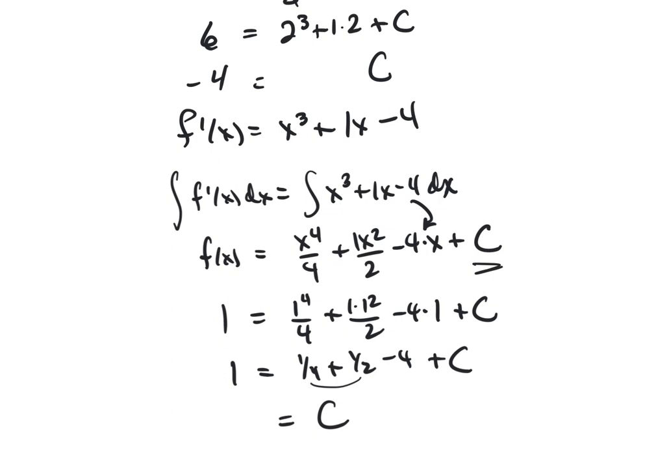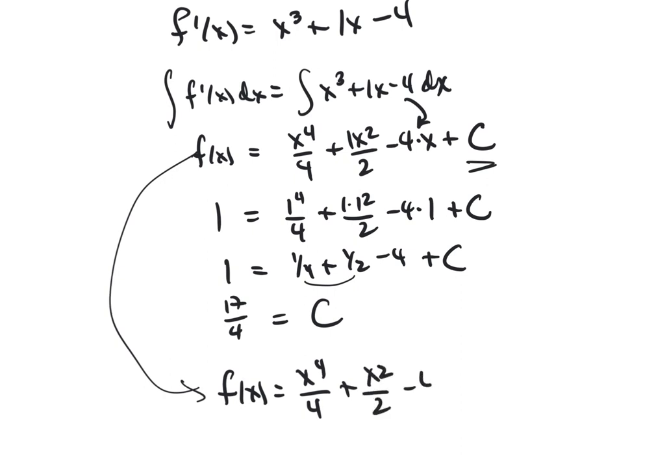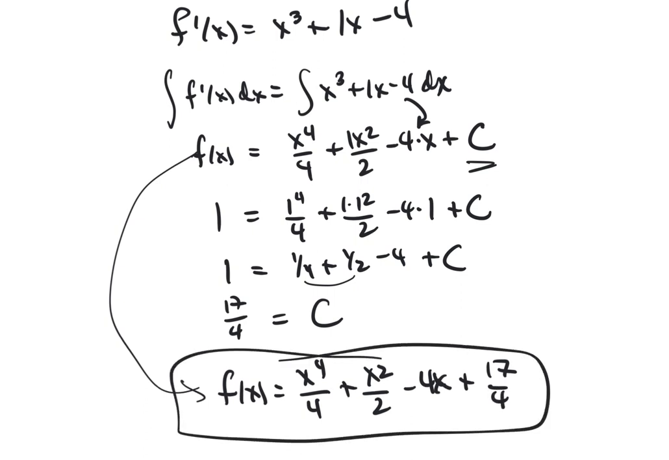Let's see, that'd be 5 minus 4/4, 17/4, I believe. Feel free to double check me on that one. And so if I go up to where I had the original function and replace c with our constant, our final function then is x to the 4th over 4 plus x squared over 2 minus 4x plus 17/4. Again, feel free to double check my arithmetic on that constant there.